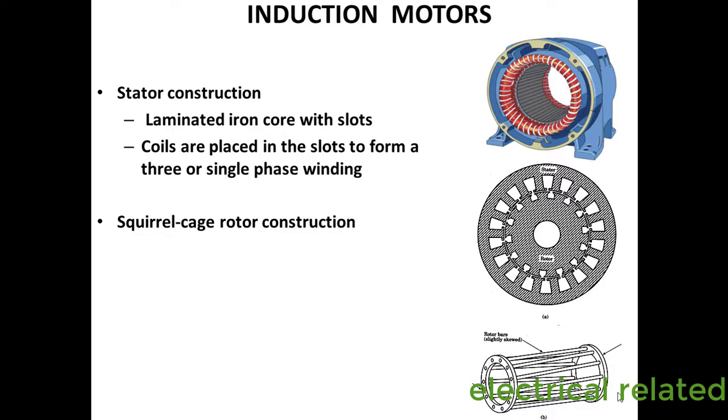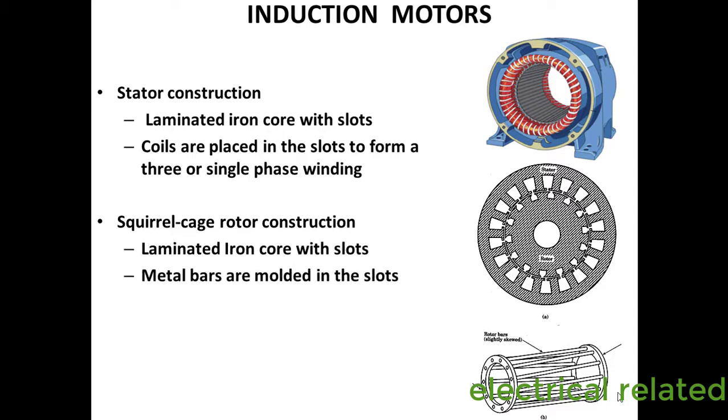And next, I will explain the parts of the squirrel cage rotor. In a squirrel cage rotor, there is a laminated iron core with slots, and metal bars are molded in the slots. Basically, the purpose of the metal bars is to reduce the noise and to absorb the heat.